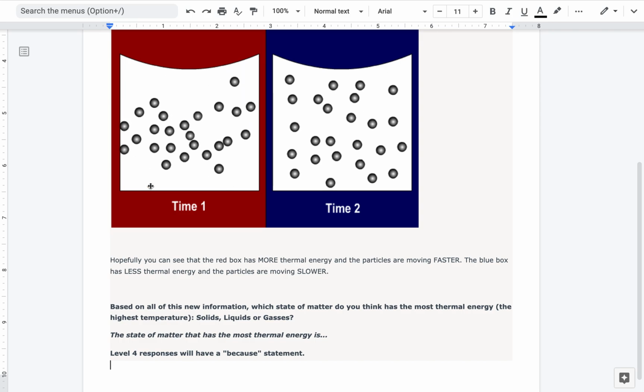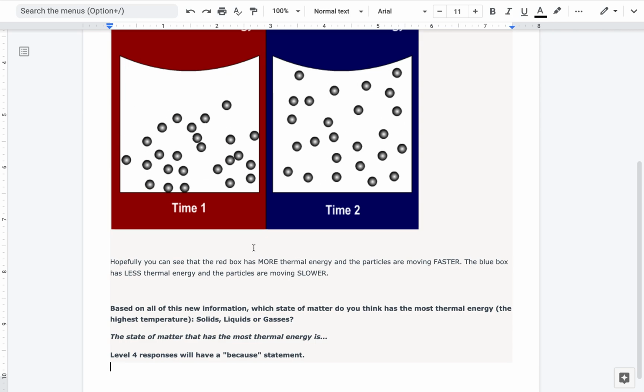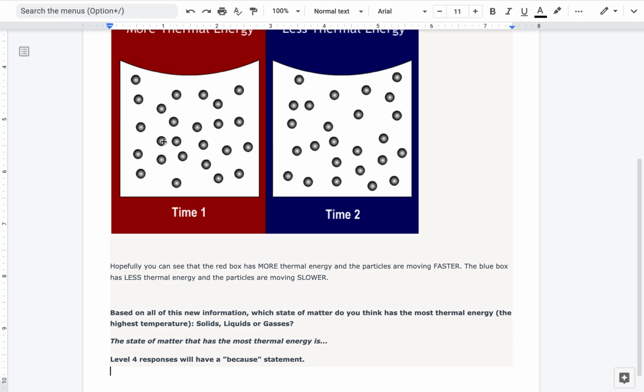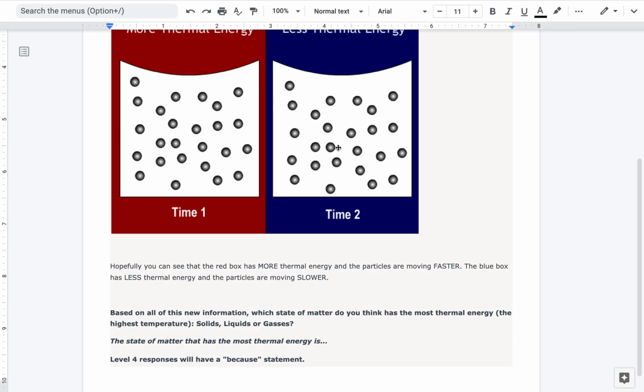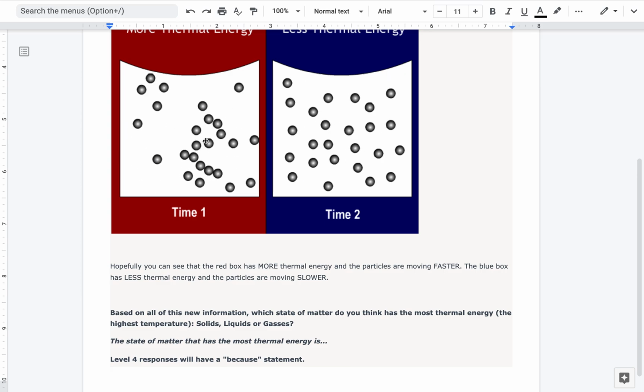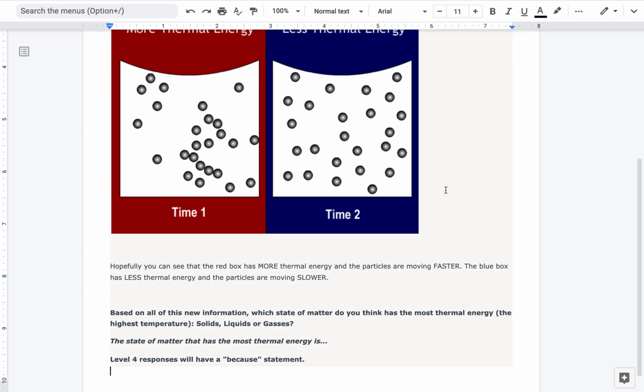All right, so there's your more and less thermal energy. More movement of particles means more thermal energy. Less movement of particles, or slower movement, means less thermal energy. So faster movement, higher temperature; slower movement, lower temperature.